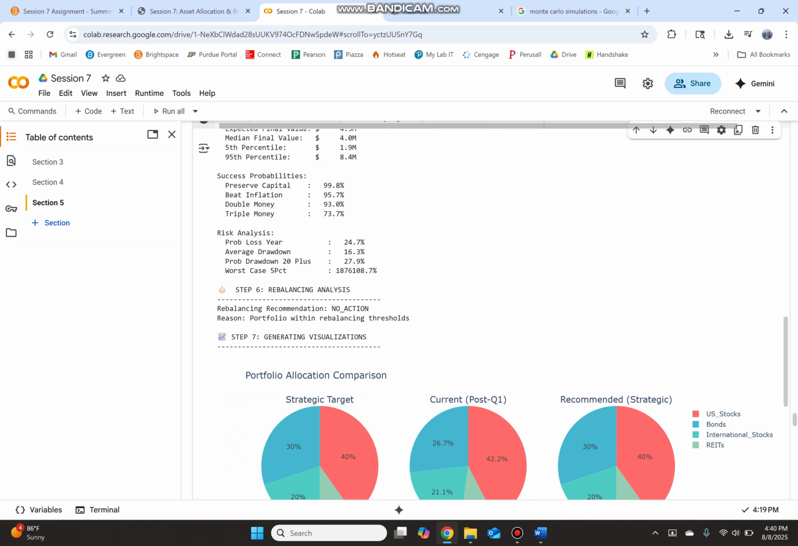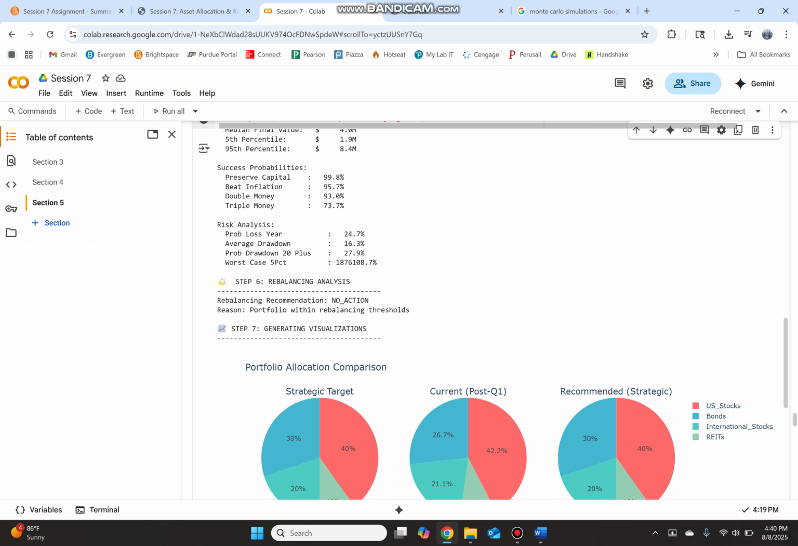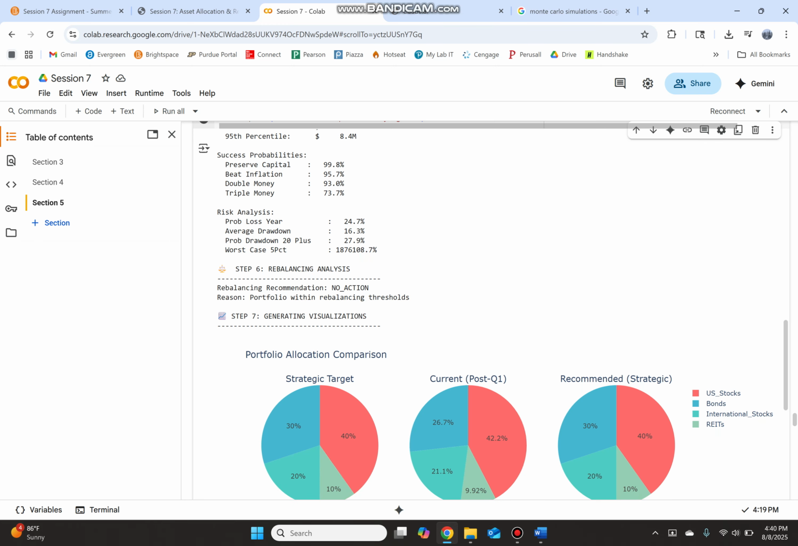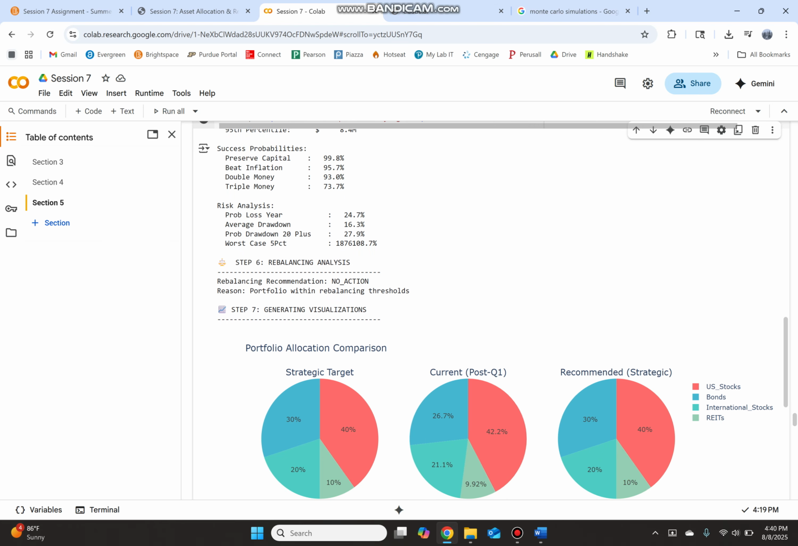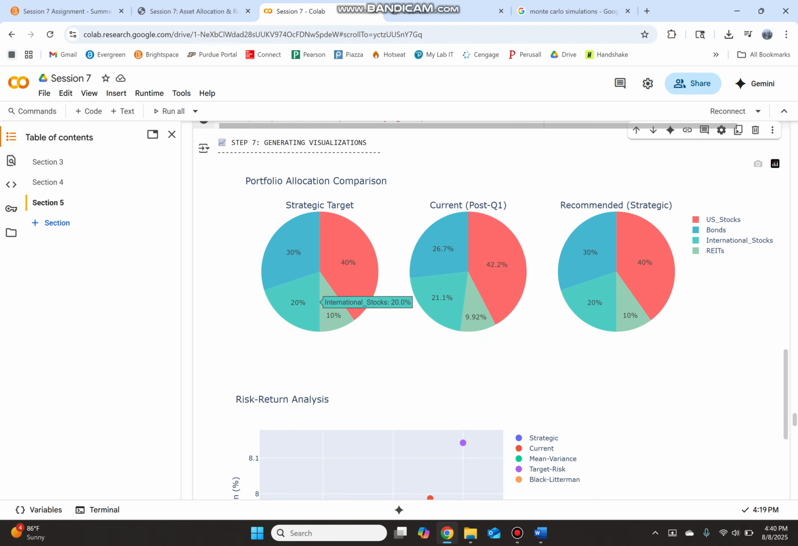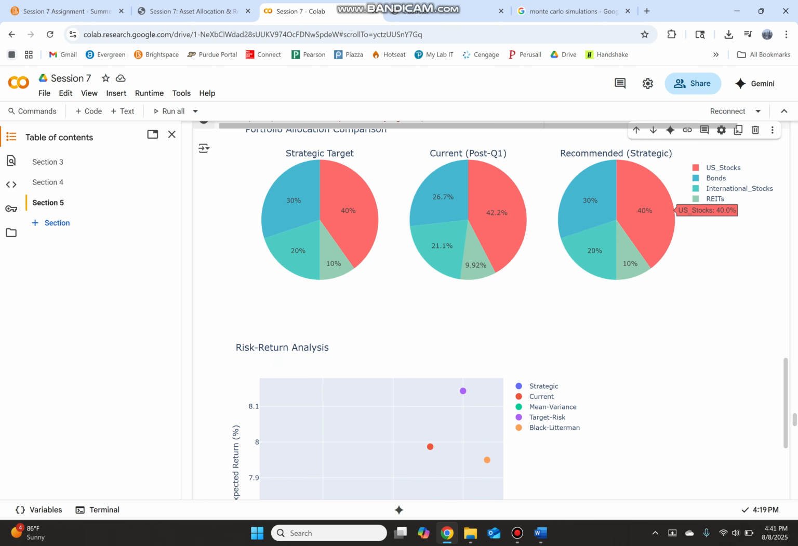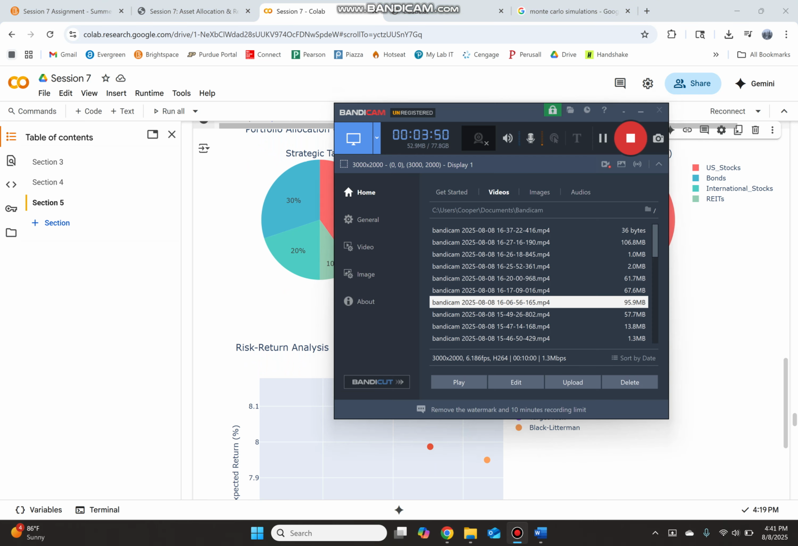So the only one that's like, triple money, that's impressive, 73%, but that's kind of up in the air. Let's be real. Probability of loss is like 1 in 4, which is kind of big when I look at that. The probability of drawdown is 27%. And then this one is through the roof because it's 1.88 million, I'm pretty sure. So this is our target. Everything's nice and even. Currently post 1, everything has drifted a little bit. We've seen those drifts, just natural drifts and the weight changing. And then our recommended one, because it's not tactical, it's not outside of our boundaries, is the strategic. So that's just what we have.